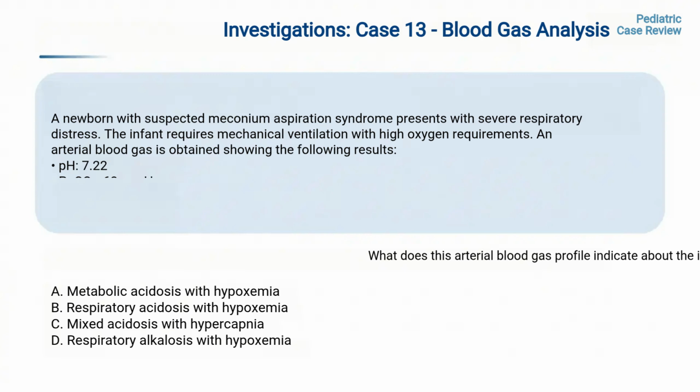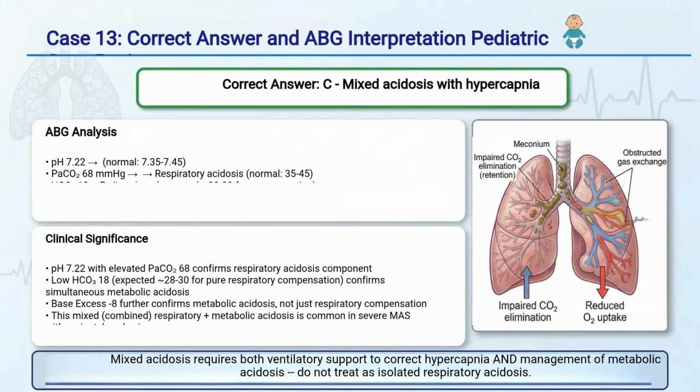Option B, respiratory acidosis with hypoxemia. Option C, mixed acidosis with hypercapnia. Option D, respiratory alkalosis with hypoxemia. The correct answer is option C, mixed acidosis with hypercapnia.